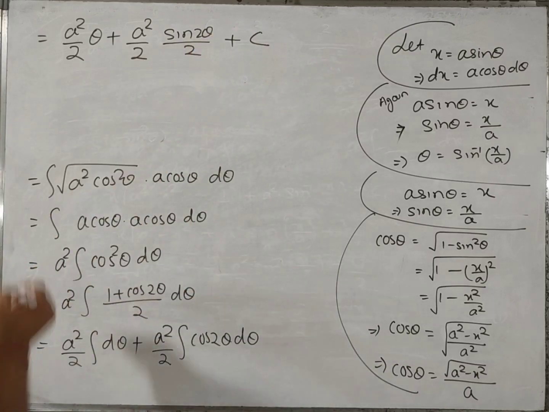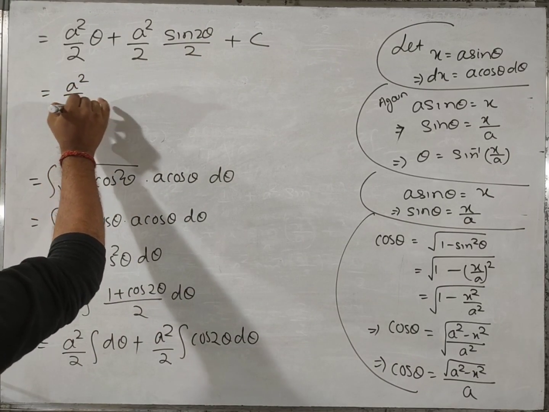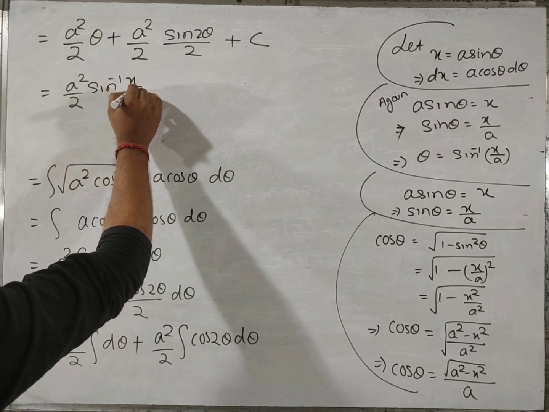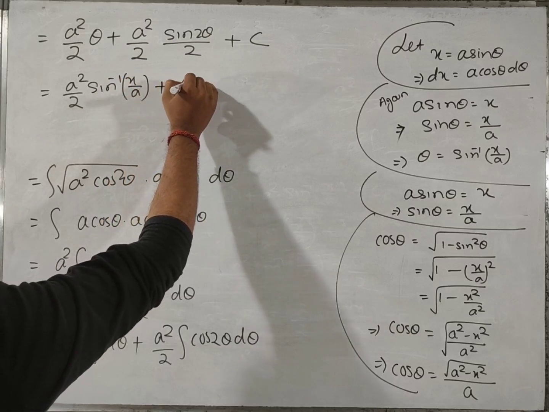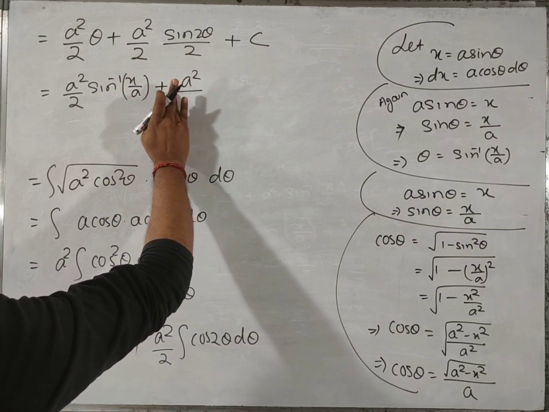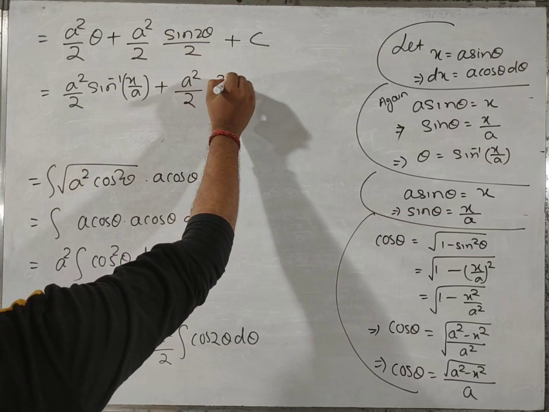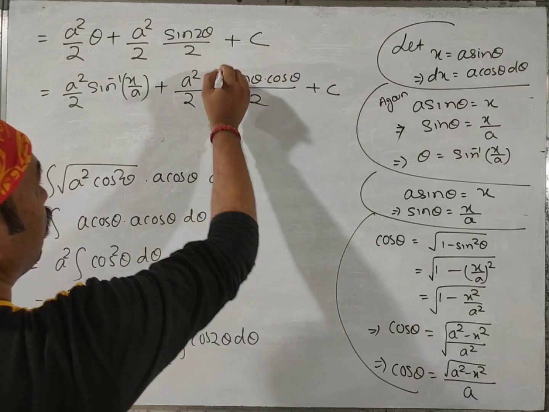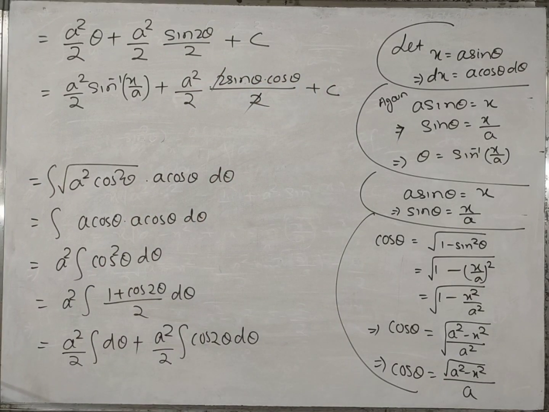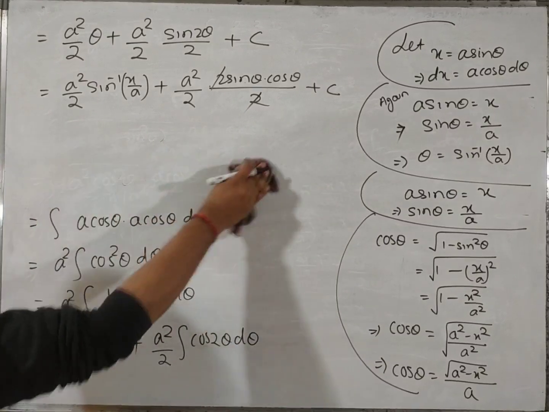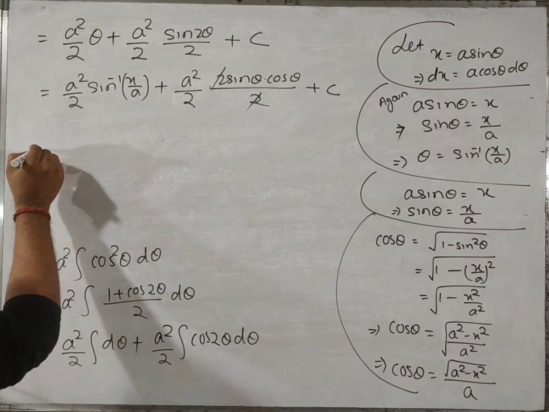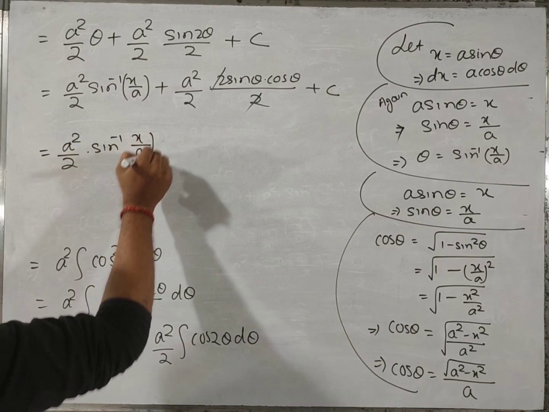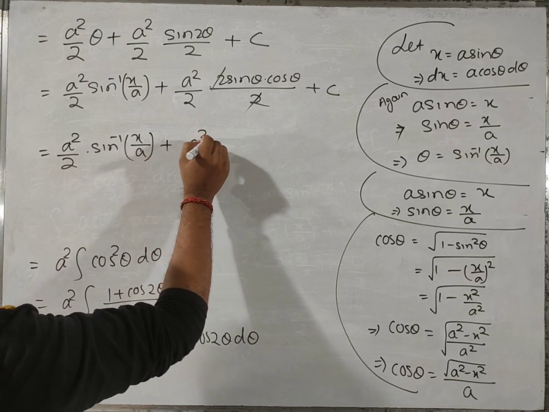plus any constant c. Then it will be a square by 2. In place of theta we can put sin inverse x by a, plus a square divided by 2. In place of sin 2 theta we can put 2 sin theta into cos theta whole divided by 2, plus c, then cancelling both of the 2's from numerator and denominator. Then it is a square by 2 multiplied with sin inverse x by a plus a square by 2.